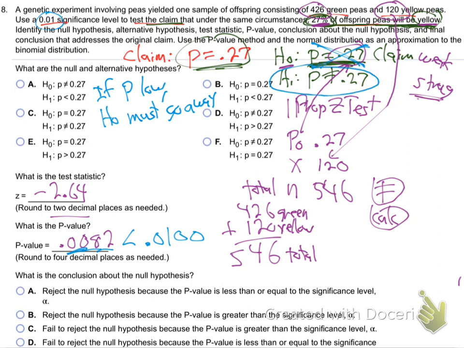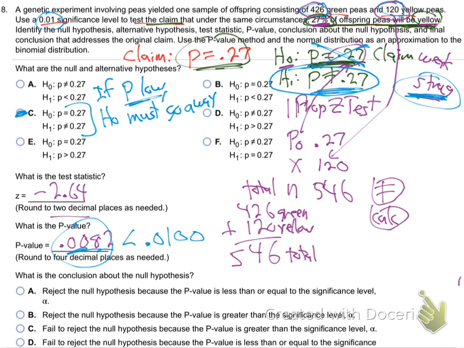Keep the H1, which is not the claim, and which is strong evidence. There's strong evidence because the p is low, meaning there's a low percentage chance of luck. Remember what p-value means? Probability that these results were just luck. So these p's, this 426 green and 120 yellow and all that stuff, and what they came out with, that's not just luck. There's a very low chance of luck, only a 0.0082 chance of luck. So that's strong evidence that the p is really not equal to 0.27.